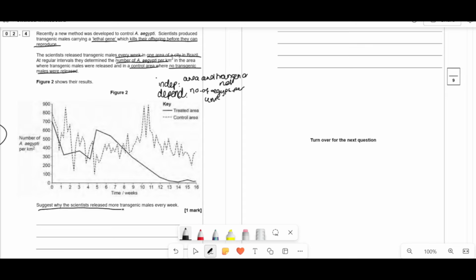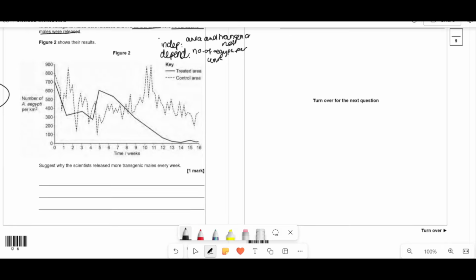So it says, suggest why they released more transgenic males every single week. Well, immediately, the question's told you that there's a lethal gene which kills them before they could reproduce. So they could probably die before they've even had a chance to do anything. So it's probably to replace mosquitoes that died. As well as that, you could say something like, to maintain enough of them in numbers. A lot of them were just saying that they died, but they didn't really clarify that this is because we need the numbers to stay high enough. That's what the question is looking for.